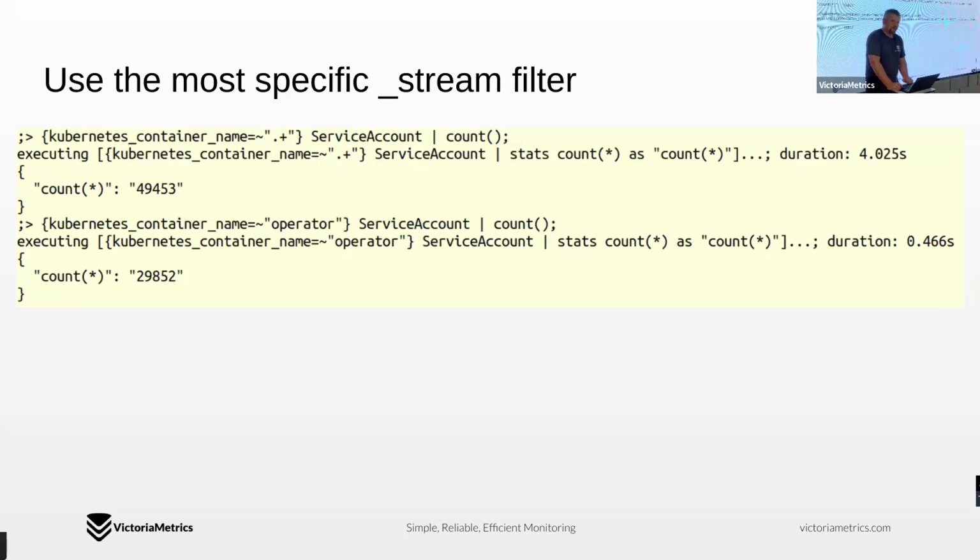The first query uses just a wildcard stream filter on the Kubernetes container name field and selects all the logs which contain the service account word. And you can see the query performance is 4 seconds. In the second example, we just narrowed down this filtering on stream, and we put this operator filter instead of the wildcard filter, and you get an instant improvement in the query performance by 10 times in this case.